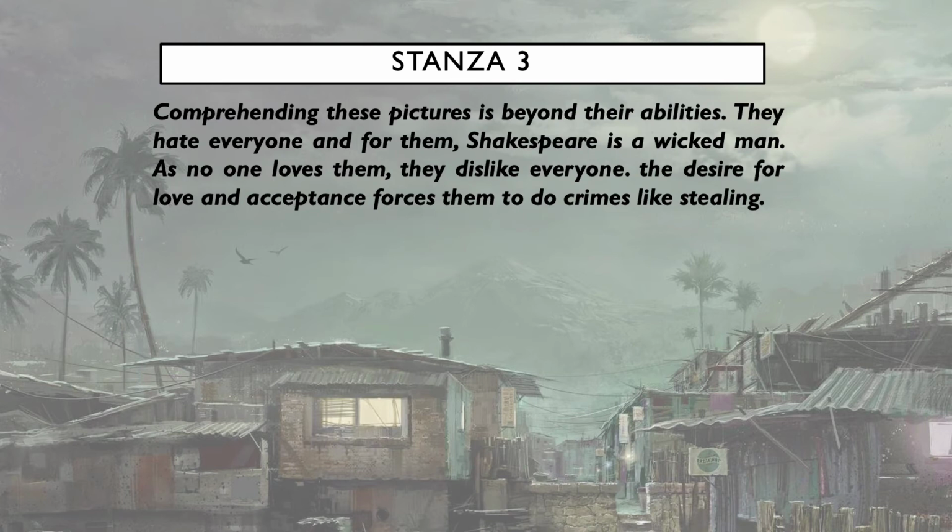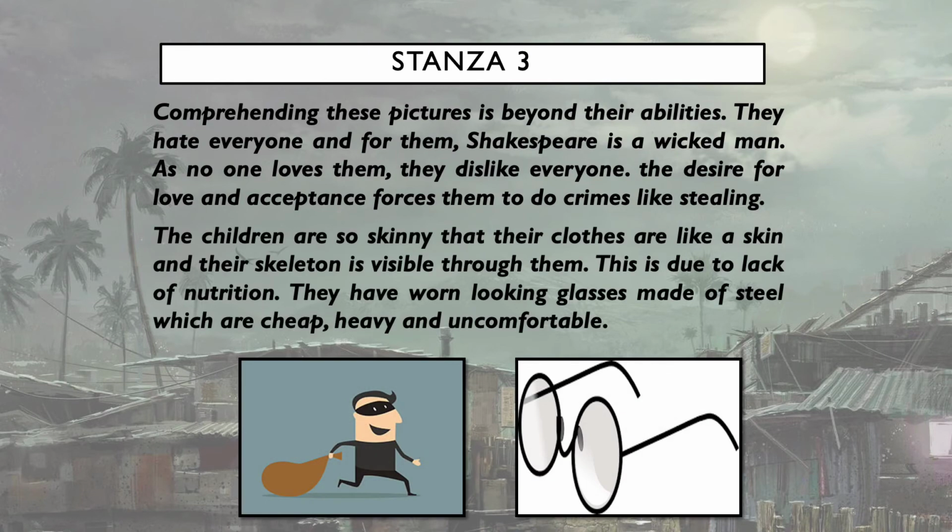They hate everyone, and for them, Shakespeare is a wicked man. As no one loves them, they dislike everyone. The desire for love and acceptance forces them to do crimes like stealing. The children are so skinny that their clothes are like a skin and their skeleton is visible through them. This is due to lack of nutrition.